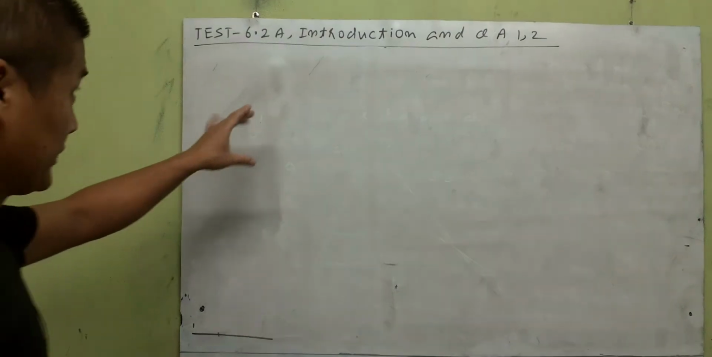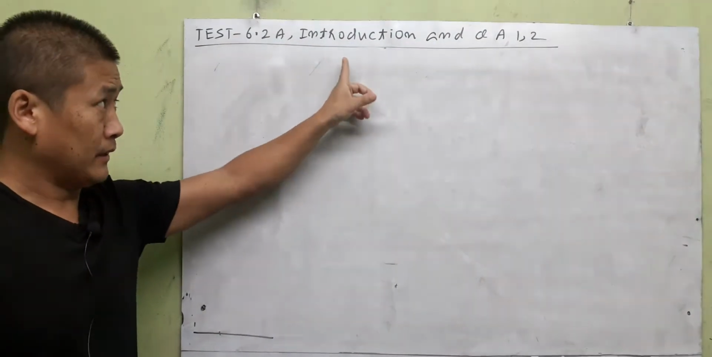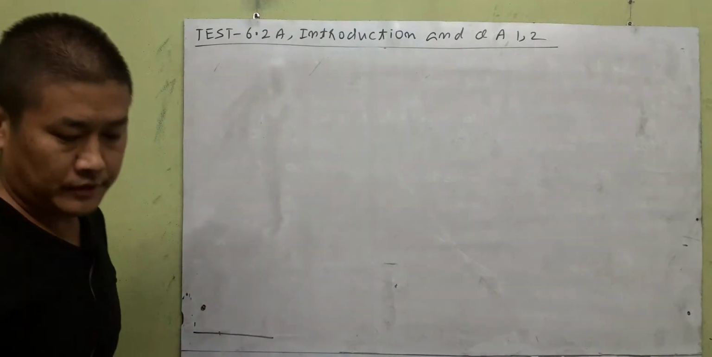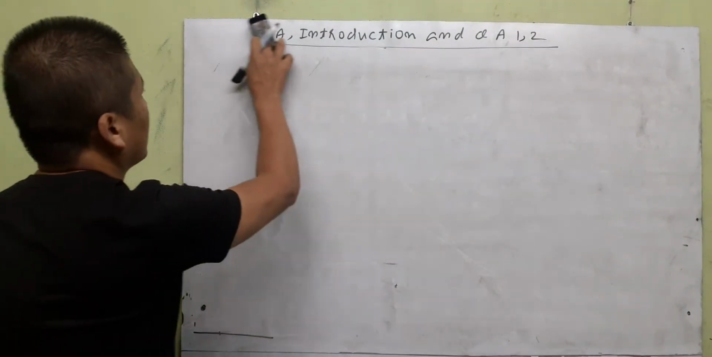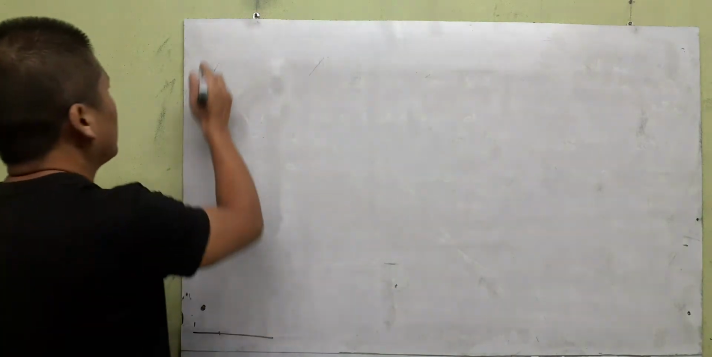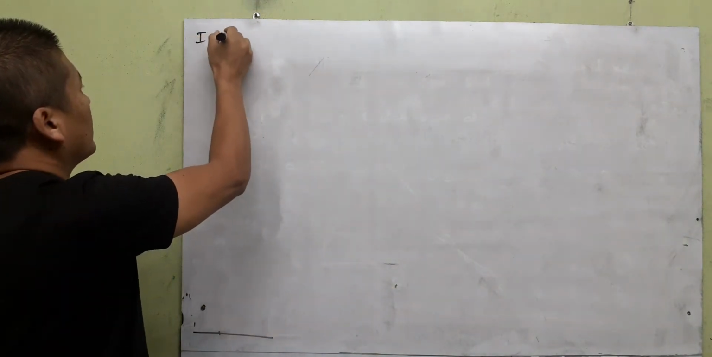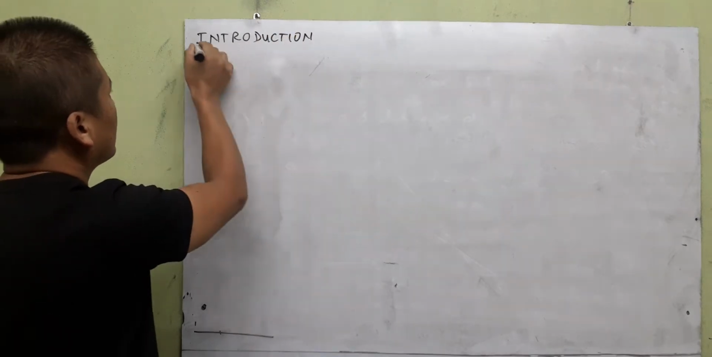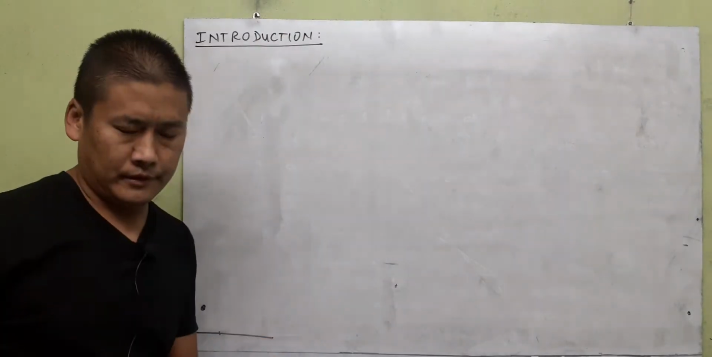Okay, so we'll start with chapter 6 today, class 10 maths. So here, the introduction and these two questions. Let us start with the introduction. First thing here, the introduction. So under your introduction, let us do an activity.